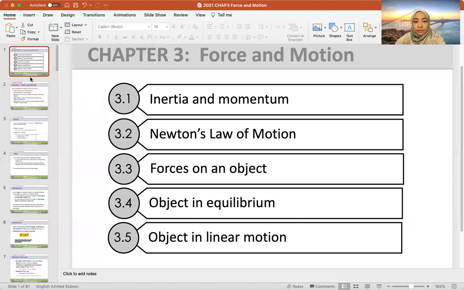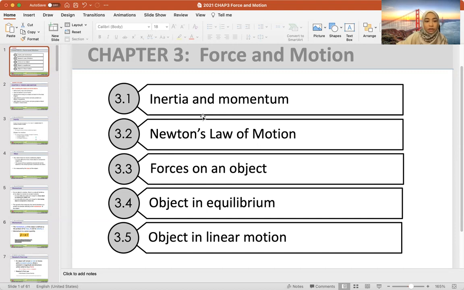Okay, so chapter 3 is called force and motion. Am I recording? Yes, it's called force and motion. We are covering 5 topics here: inertia and momentum, Newton's laws of motion, forces on objects, and then objects in equilibrium and also objects in linear motion. Equilibrium and linear motion are not the same. Equilibrium, I think you've heard of this word before. It means that the net force is equal to 0, or it's balanced. It's in equilibrium, so it's not going to move, or it's going to have a constant velocity. That is what it means. And then an object in linear motion can be accelerating, typically it's accelerating.